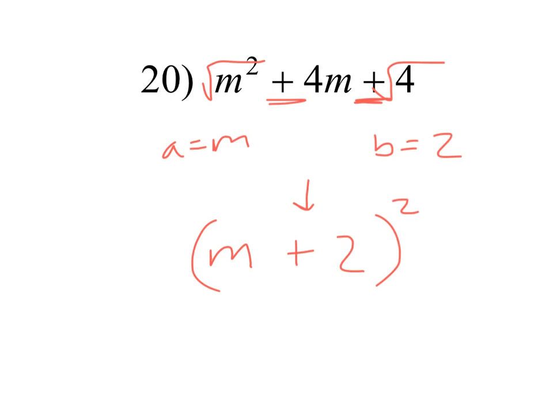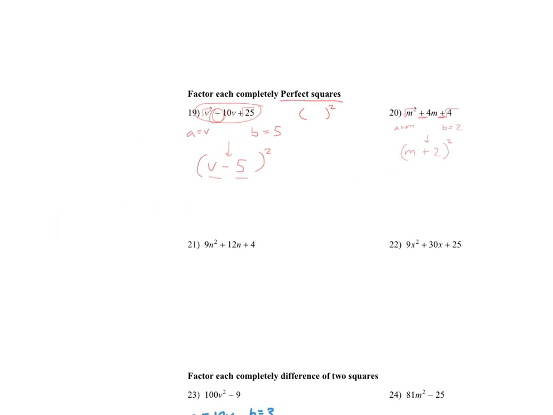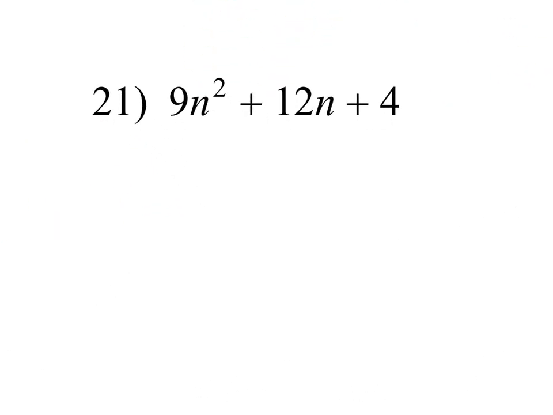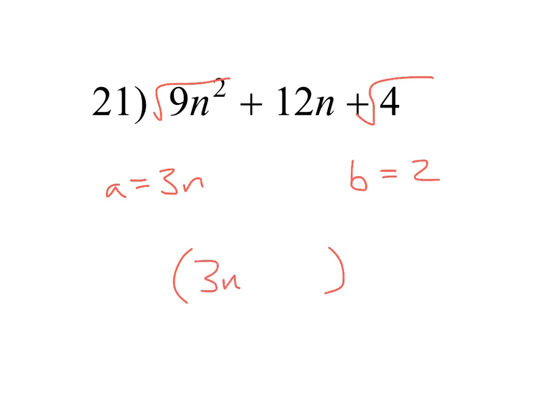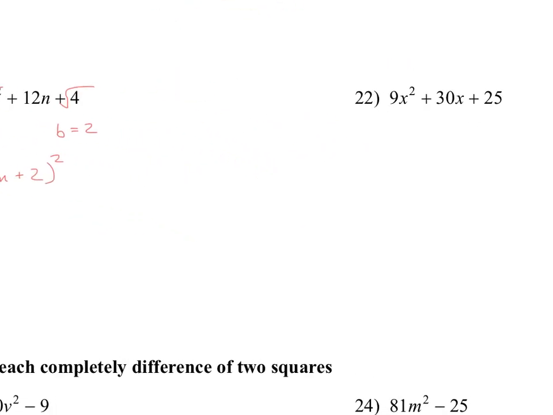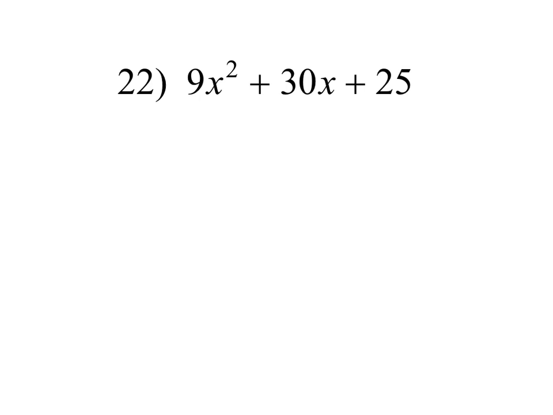Ready for the next? So we take the square root of the first and last. So what do we get for a? 3n. What do we get for b? 2. So now what's our answer going to be? 3n plus 2 squared. Now 22. What do we do?